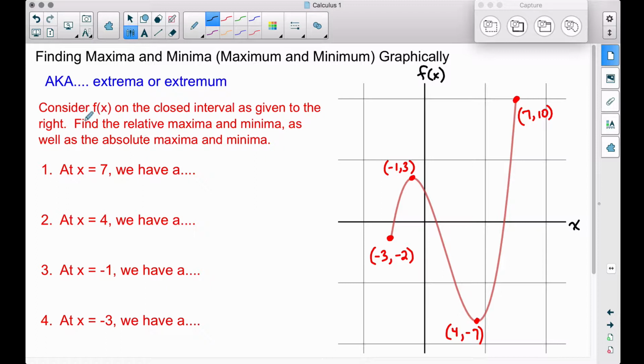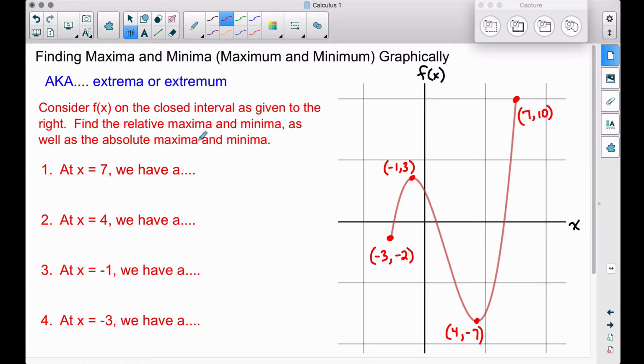So our example, consider f of x on the closed interval as given to the right. Find the relative maxima and minima as well as the absolute maxima and minima. Relative maximums and relative minimums cannot be endpoints. Absolute maximums and minimums may be endpoints, but relative maxima and minima will never be endpoints. By definition, check your textbook. It should mention it somewhere in there, but that's the important thing you want to take note of here.